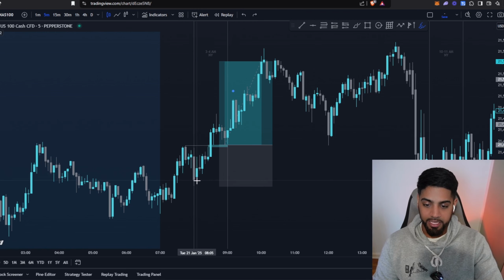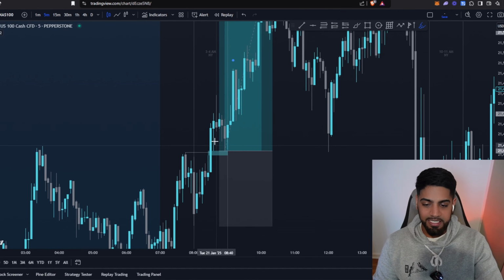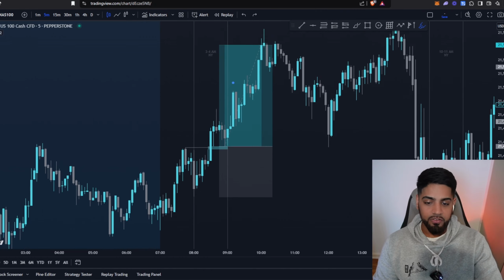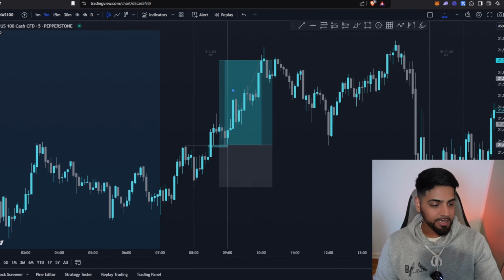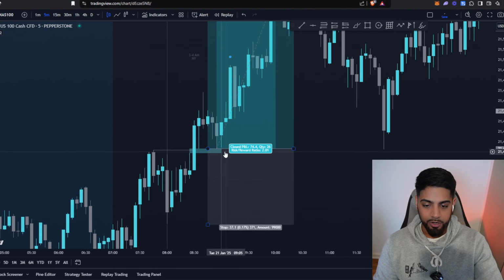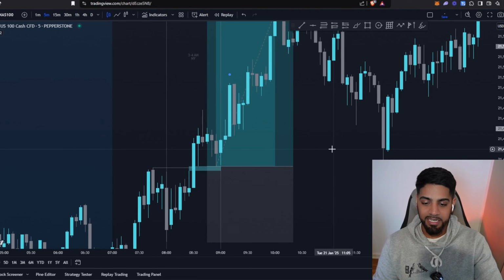So now 8 o'clock kicks in right here. From there, we get all of this impulse to the upside, which means price is continuing in this bullish manner. And as we can see, price left this nice fair value gap right there. So after it left that fair value gap, all we simply did is take our entry at the open of that fair value gap. And as we can see, we got tapped in with a literal zero drawdown on this trade.